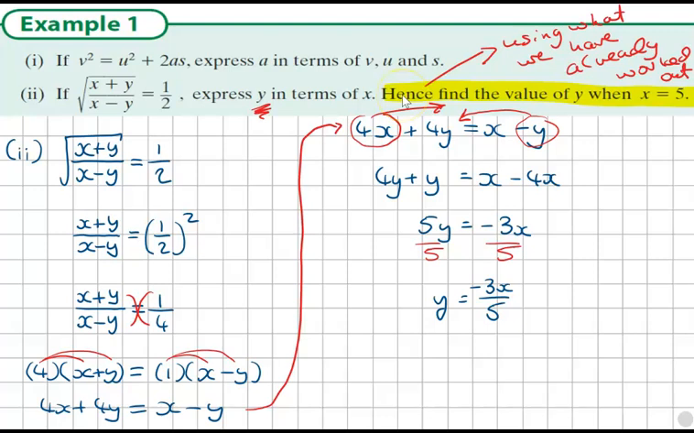Then it said hence, which means using what we've already worked out. So using this, what we just worked out, find the value of y when x is equal to 5. So we're going to swap the x for a set of brackets, and we're going to put 5 into the brackets. And minus 3 times 5 is minus 15, and minus 15 divided by 5 is minus 3. So the value of y when x is 5 is minus 3.